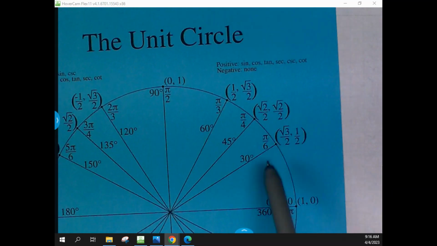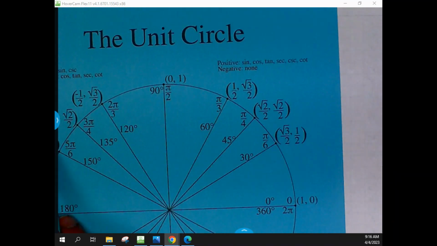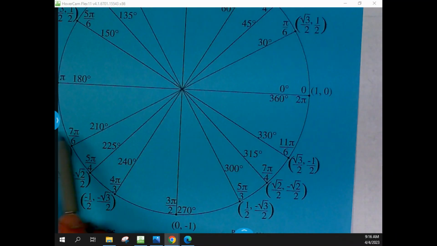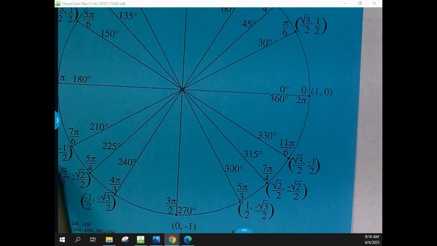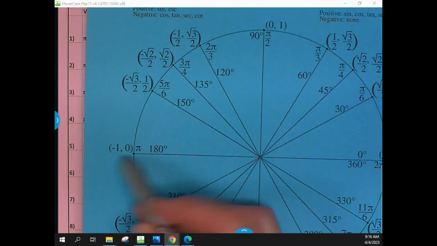If you kind of notice the same thing with pi over 6s. Every time it's pi over 6, it's square root of 3 over 2. You've got 5 pi over 6, square root of 3 over 2. You've got 7 pi over 6, square root of 3 over 2. So anytime you go to a pi over 6, it's always going to be square root of 3 over 2 and 1/2. It's just a matter of which one's negative and which one's positive when it comes off of it. And same thing for pi over 3. All right, so for pi, that's here. That's negative 1, 0.